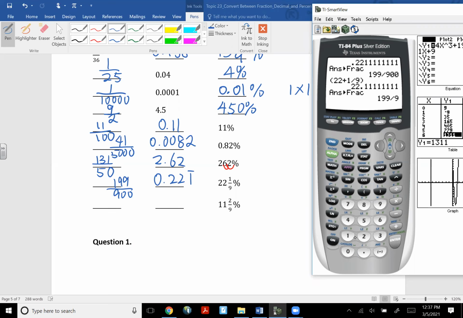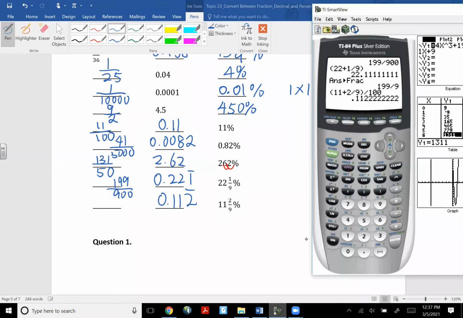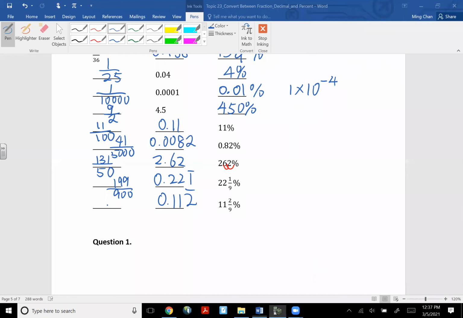All right, 11 and 2 over 9. So let's try again. Parenthesis, 11 plus 2 divided by 9, right? That's a mixed number. I want to get rid of the percent, so I make sure I divide it by 100, which is 0.112 repeating. The 2 is repeating. So real quick, F to D or convert to fraction in the graphing calculator: 101 over 900.